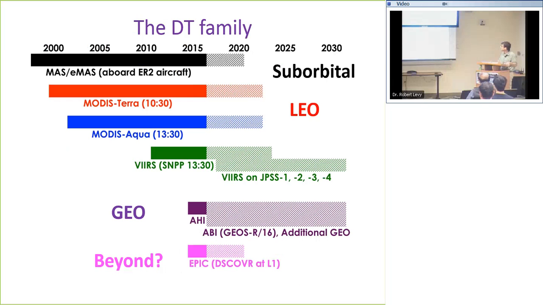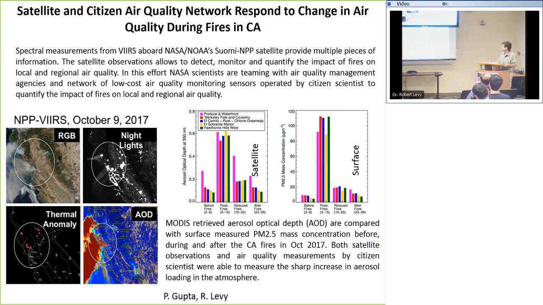And so we have our kind of now dark target family. We have the suborbital work, we have the LEO work, the low Earth orbit, MODIS and VIIRS. We have the GEO work that we're working with, and then hopefully we can play with it beyond. So we have this whole, looking at a long and wide consistency in algorithm and product.